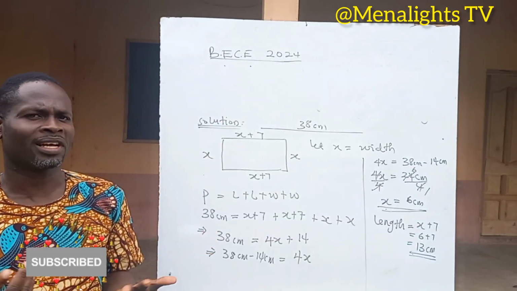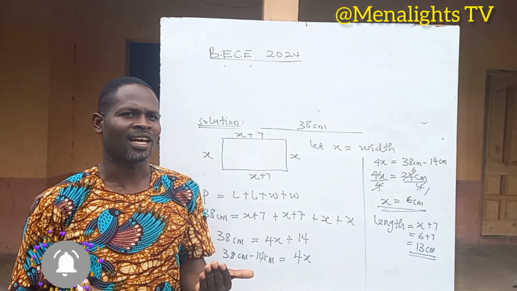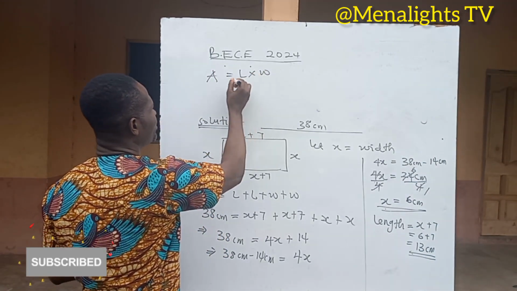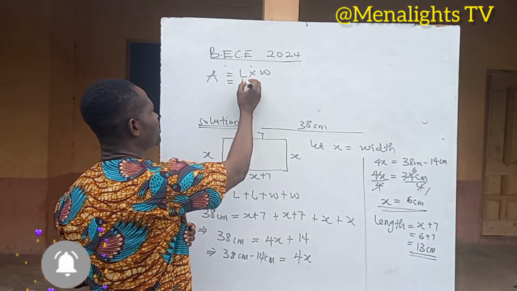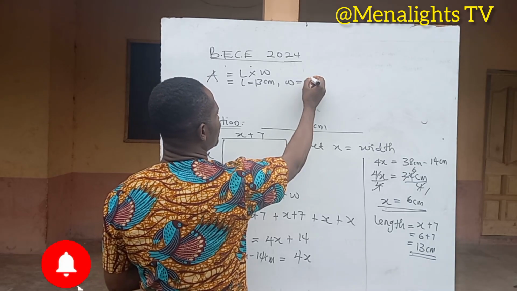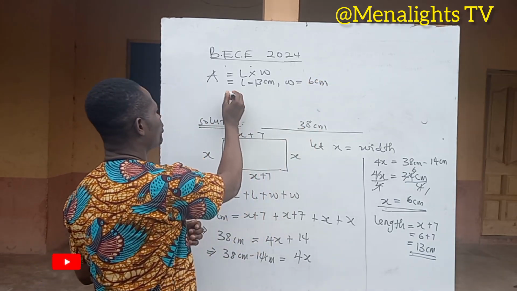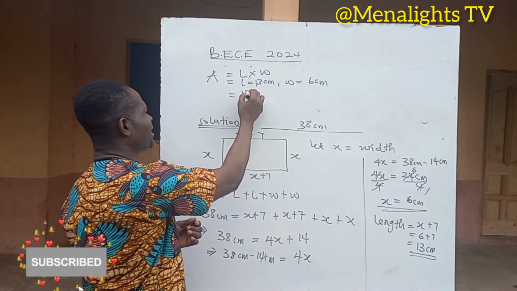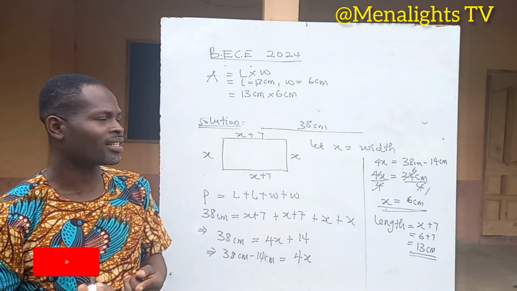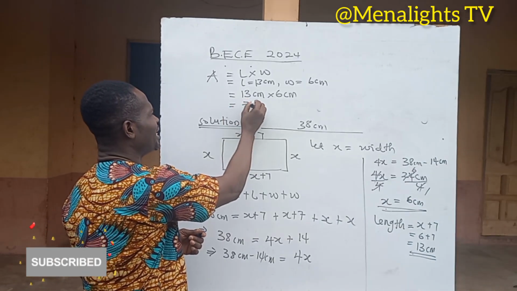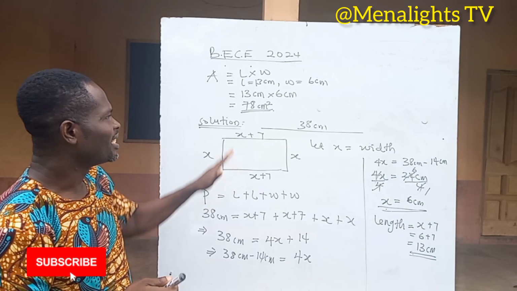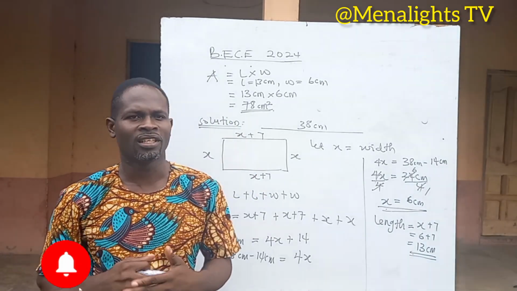For us to find the area of a rectangle, we say the area is the length times the width. Our length is 13 centimeters and the width is 6 centimeters. So this is 13 centimeters times 6 centimeters, which gives us 78 centimeters squared. So this 78 centimeters squared is the area of the rectangle that we have.